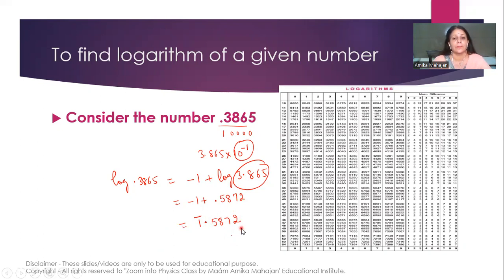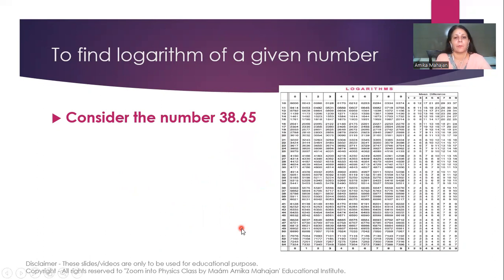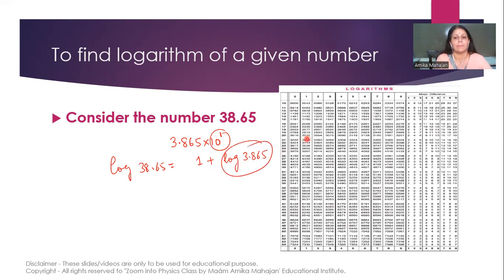Now come to the next number, 38.65. First write it in standard form. What I will do, I will divide by 10 and multiply by 10. So it will be 3.865 into 10 raised to power 1. Now the characteristic will be positive. So the log of 38.65 will be power of 10, 1, this is the characteristic, plus the log of this number which is lying between 1 and 10, 3.865. This is the mantissa. Its value is to be determined from the log table.